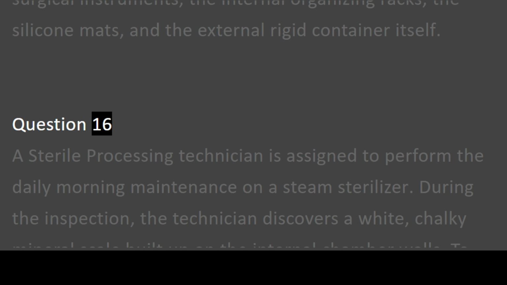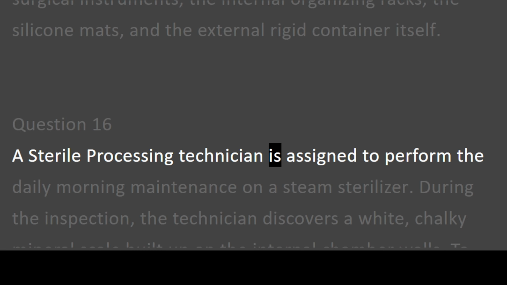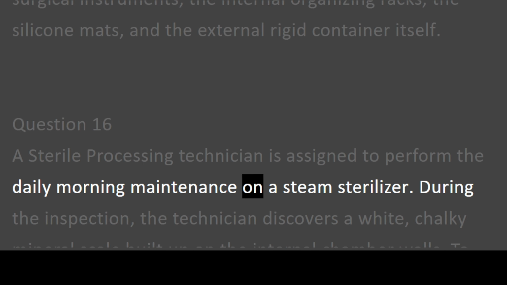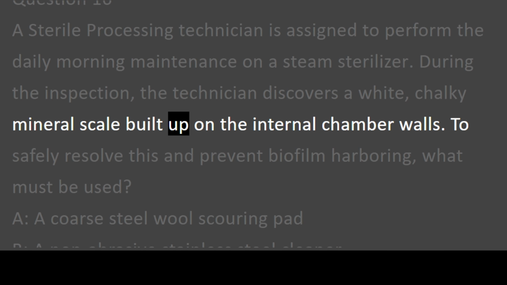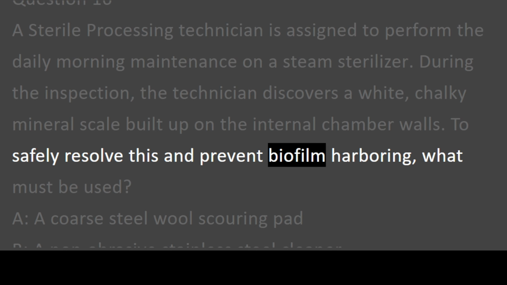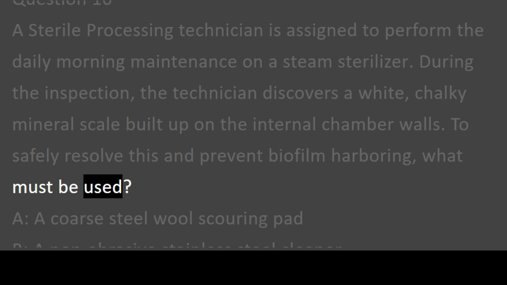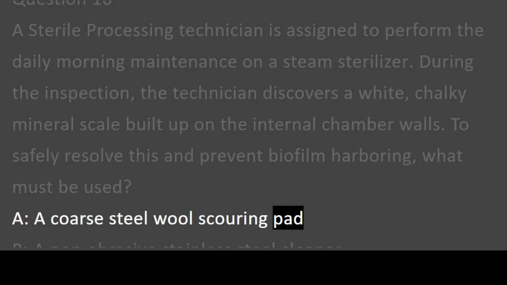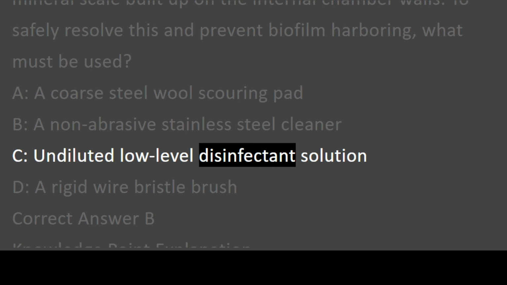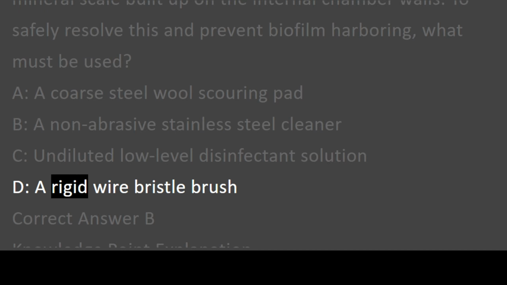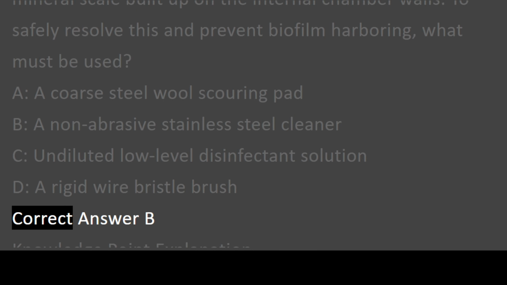Question 16. A sterile processing technician is assigned to perform the daily morning maintenance on a steam sterilizer. During the inspection, the technician discovers a white, chalky mineral scale built up on the internal chamber walls. To safely resolve this and prevent biofilm harboring, what must be used? A. A coarse steel wool scouring pad. B. A non-abrasive stainless steel cleaner. C. Undiluted low-level disinfectant solution. D. A rigid wire bristle brush. Correct answer B.